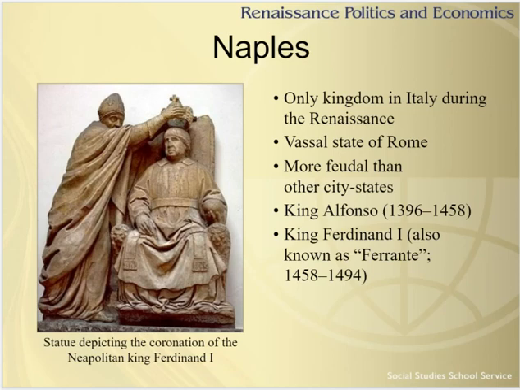Naples, the only actual kingdom in Italy during the Renaissance, was actually a vassal state of Rome. Comprising most of the southern half of Italy, Naples, unlike many other Renaissance city-states, did not have a dominant merchant class and remained more feudal in nature. The first major Neapolitan Renaissance ruler was King Alfonso, also known as Alfonso the Magnanimous.